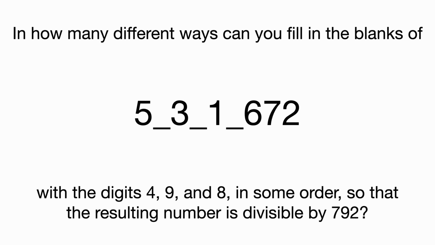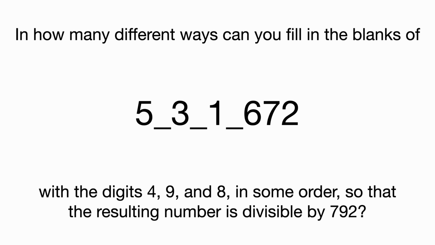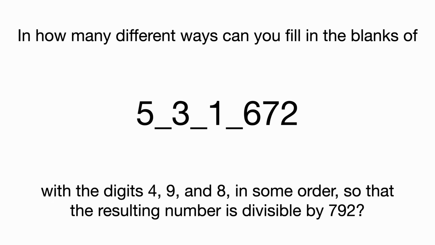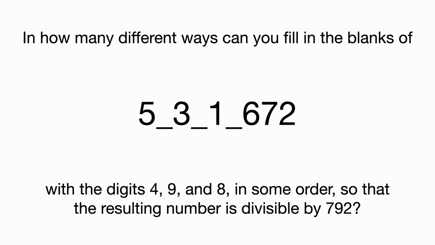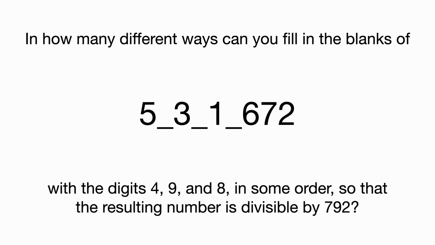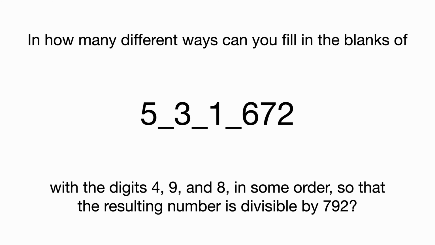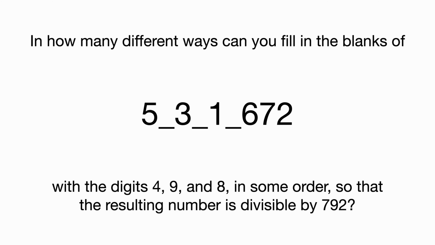Last week's problem was about divisibility. Here's how the problem goes. How many ways are there to fill in the blanks for the number 5 blank 3 blank 1 blank 6 7 2 with the digits 4, 9, and 8 in some order so that the resulting number is divisible by 792? One thing to keep in mind is that you have to fill in each blank with a unique digit. So you couldn't fill in all the blanks with an 8, for example.